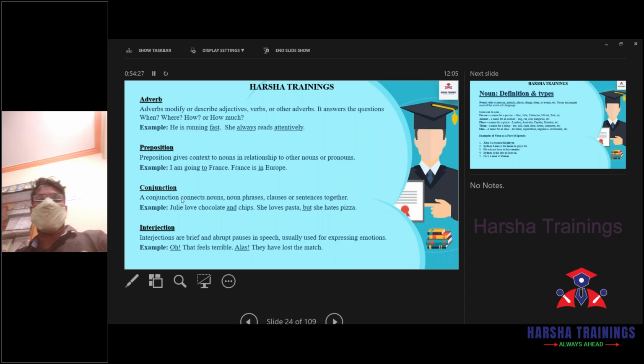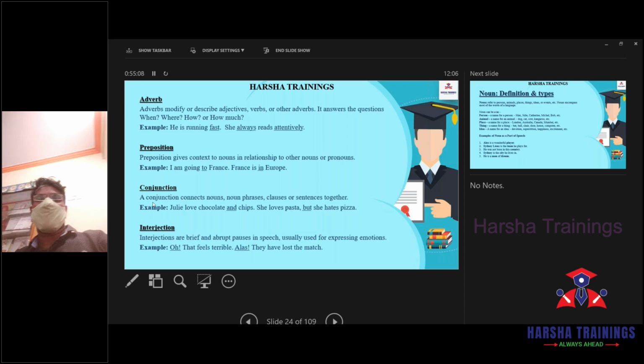Preposition. It gives the position of the nouns. So a preposition gives context to nouns in relation to other nouns or pronouns. A preposition always tells us the position of the noun. For example, I am going to France. France is in Europe. So where is France? In Europe. So in becomes the position. Where are you going? To France. So France is the noun. To becomes the preposition. To, in, under, below, above. All these are prepositions. Okay.